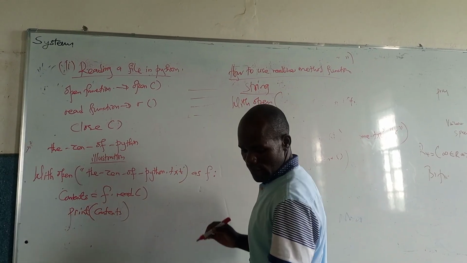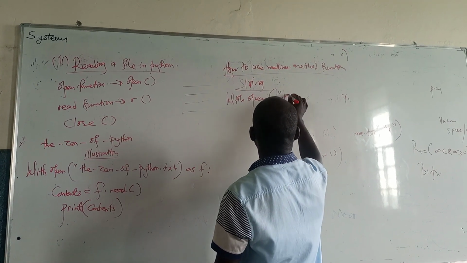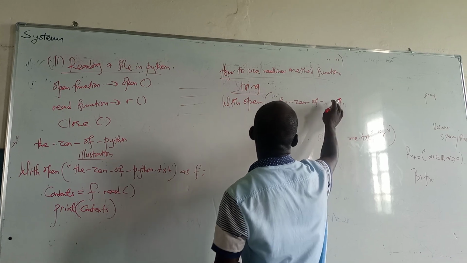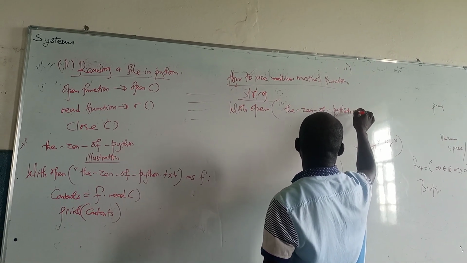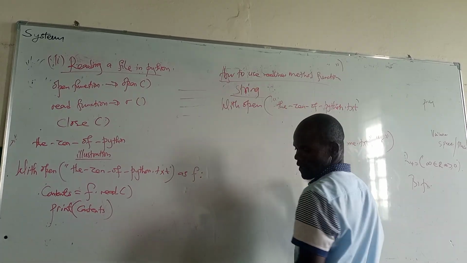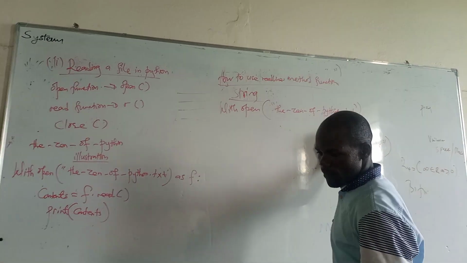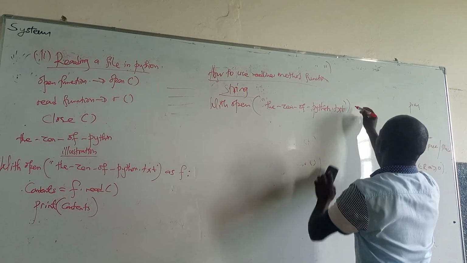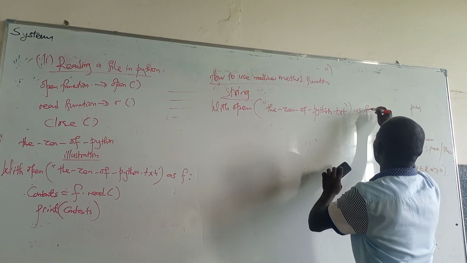The code which you use for the readlines method will be with open, open the bracket, and in quotes we use the Zen of Python.txt. Then close the bracket, as file.